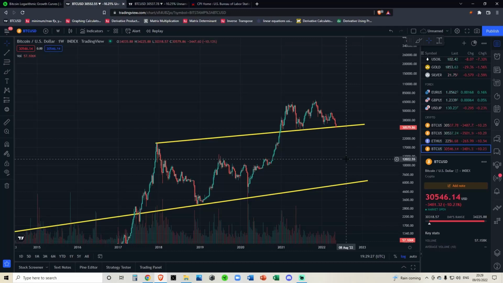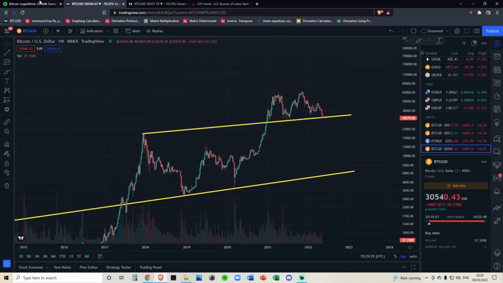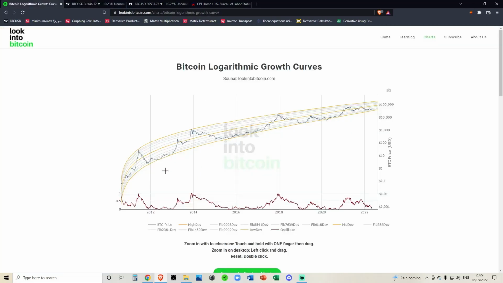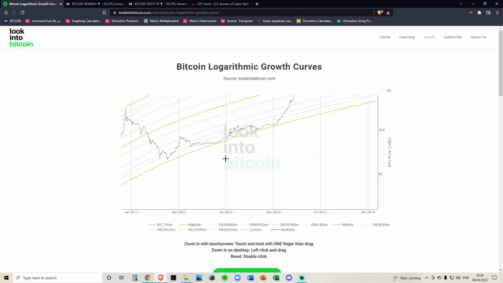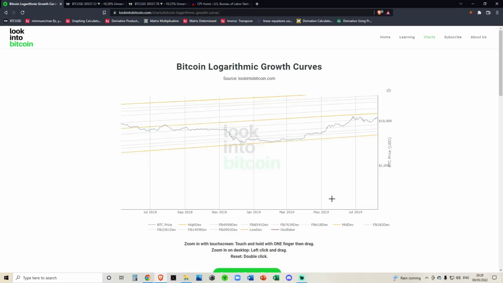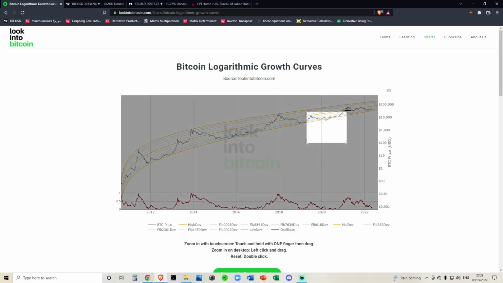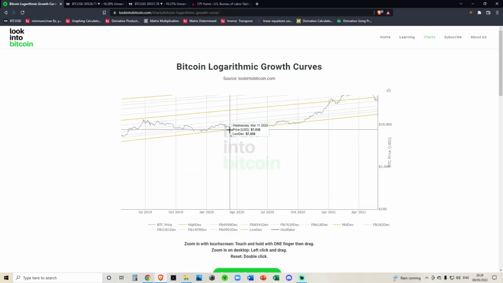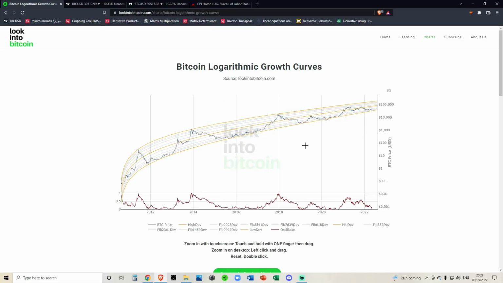Why do I think we're going to come down to 29,000? Well, there's a couple of reasons. If I show you this chart first, the Bitcoin logarithmic growth curves, first of all, we've always bottomed here. Every single time we bottom, one deviation oversold, bottom, one deviation oversold, but we technically just broke below the one deviation oversold. Here it says low dev, that just means one deviation oversold.